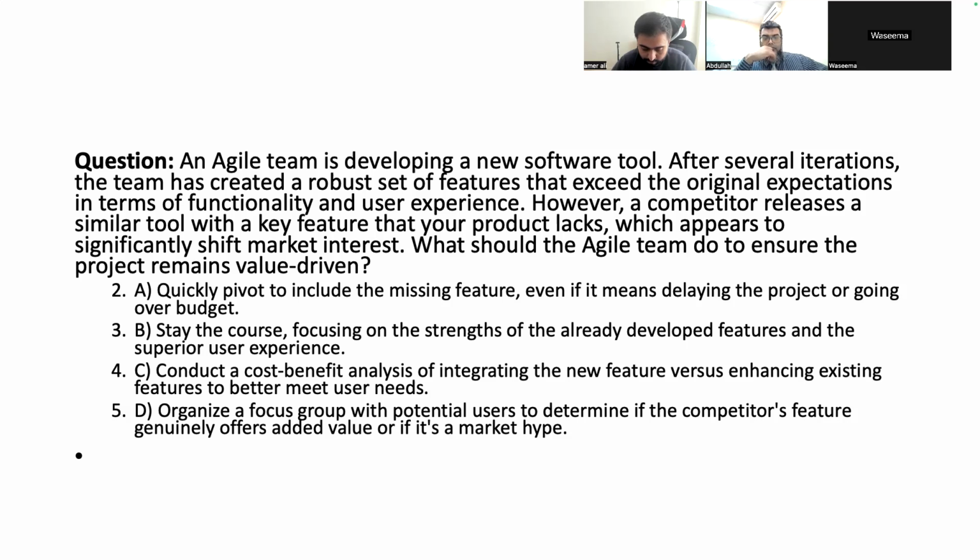A, quickly pivot to include the missing feature, even if it means delaying the project or going over budget. B, stay the course, focusing on the strengths of the already developed features and the superior user experience. C, conduct a cost benefit analysis of integrating the new feature versus enhancing existing features to better meet user needs. D, organize a focus group with potential users to determine if the competitor's feature genuinely offers added value or if it's market hype.